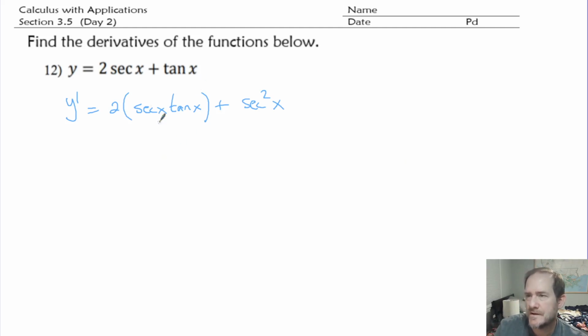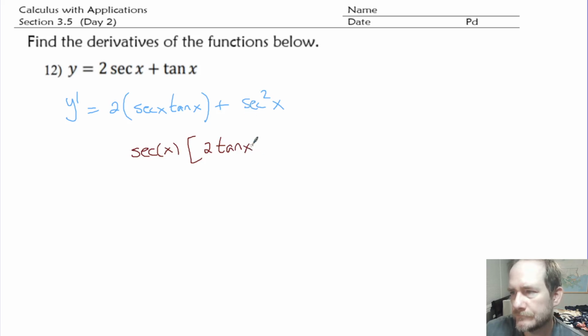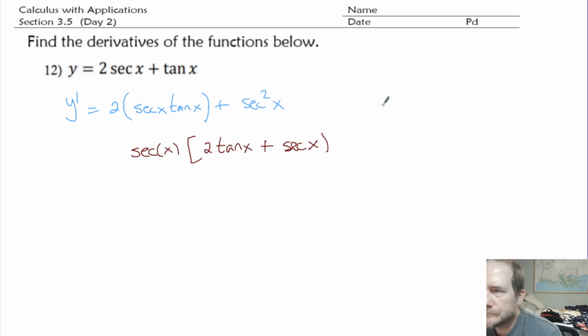And then, not a heck of a lot we can do here, but we could factor out a secant. And that'll leave us with a secant of x times 2 tan x, plus a secant. I think that's it. Okay, got tired there. Yeah, I'd say that's the best we can do, other than this needing to be a bracket.